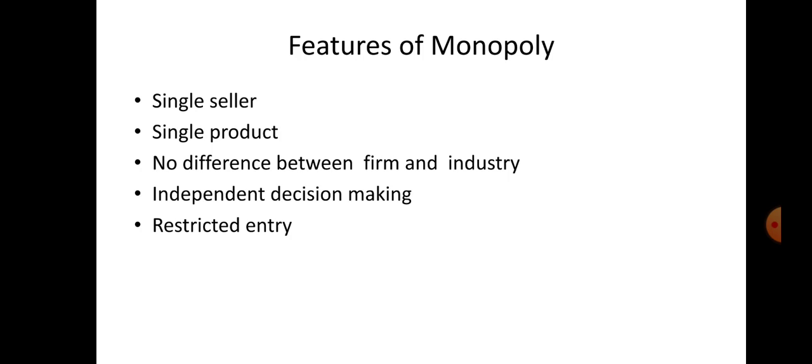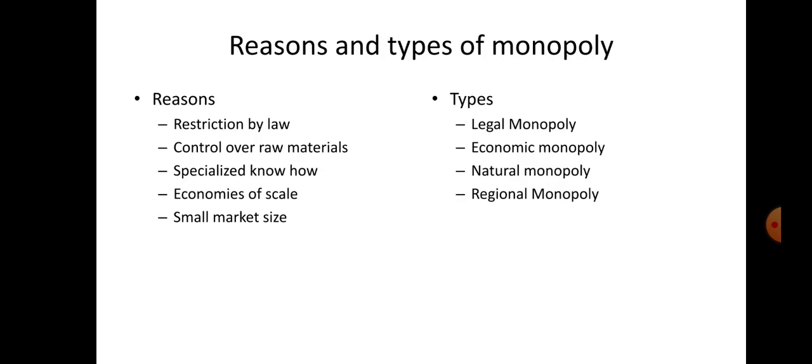The features of monopoly are single seller and single product, no difference between firm and industry, independent decision making, and restricted entry. Reasons and types of monopoly: the reasons are restriction by law and control over raw materials, specialized know-how and economies of scale, small market size. And the types are legal monopoly, economic monopoly, natural monopoly, and regional monopoly.